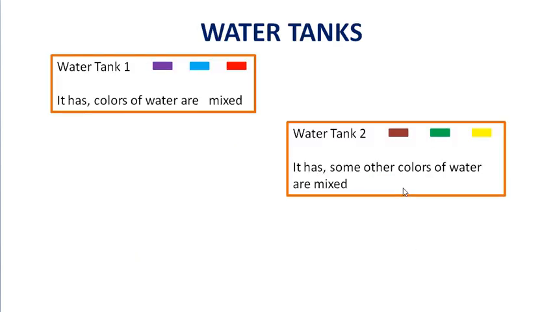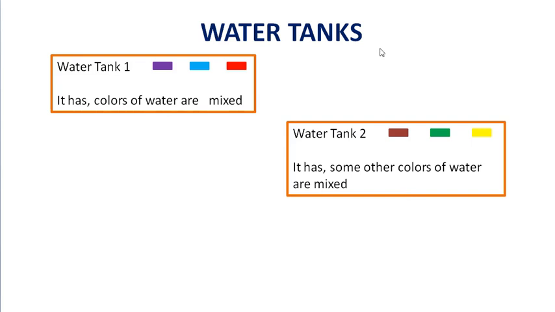So water tank, I have two tanks, water tank 1 and water tank 2. It has different colors of water mixed. Water tank 1 has a purple color, sky blue color, red color. Like that, water tank 2 has brown color, green color, yellow color. So when these colors of water are mixed, the color should be different definitely. But here it is not like that.